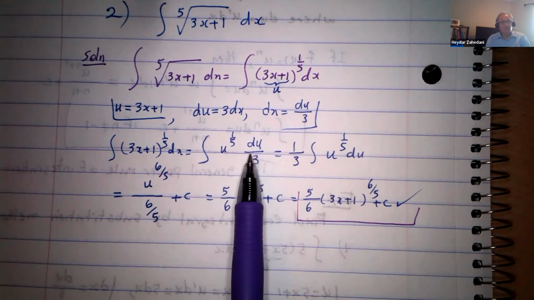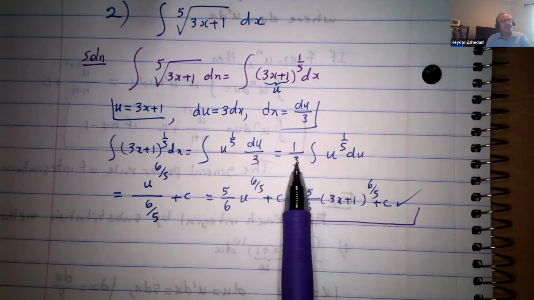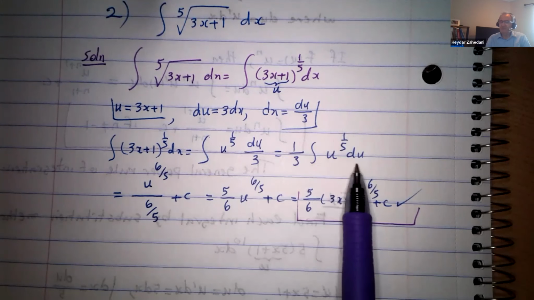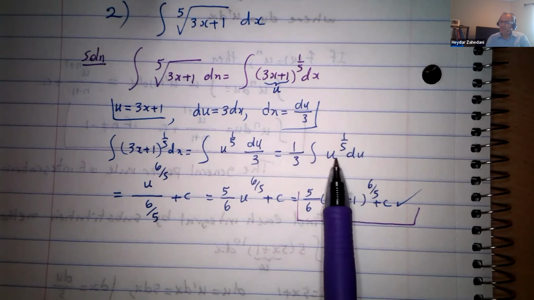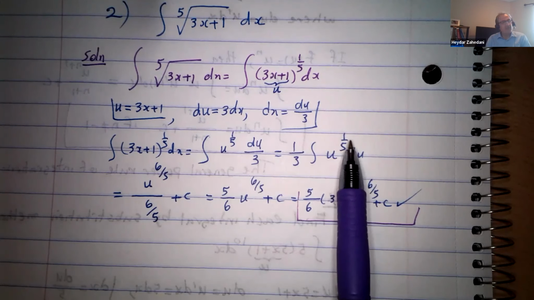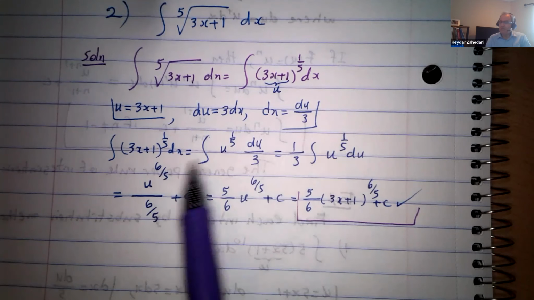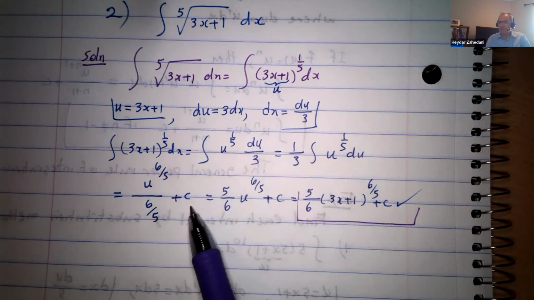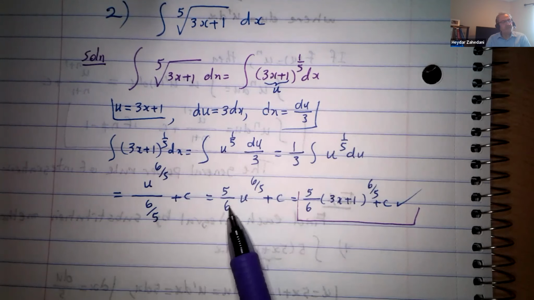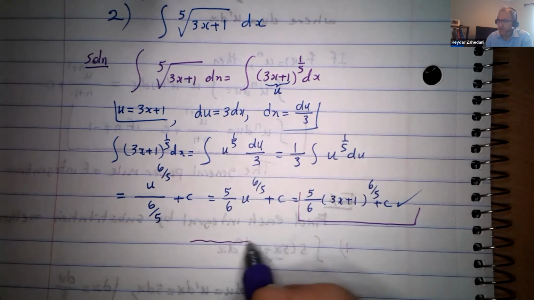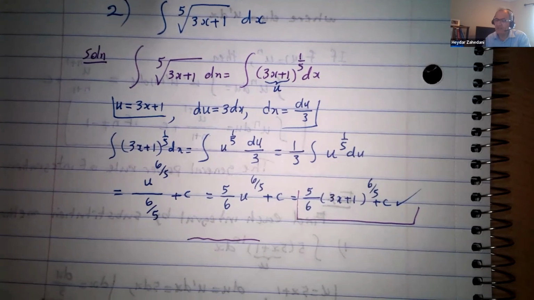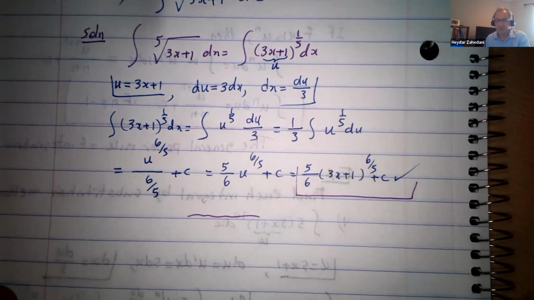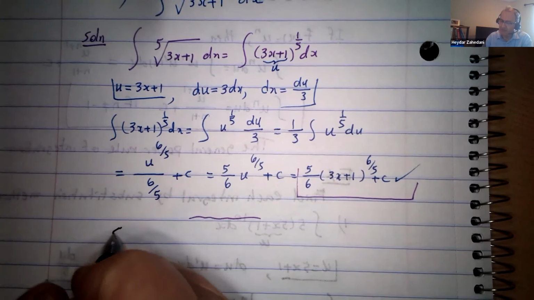Du over 3. You cannot simplify the 3, you pull it out: 1/3 u to the 1/5 du. Then the action of integration, you add 1 to the power. So 1/5 plus 1 is going to be 6/5, divided by the 6/5, plus c. Use the reciprocal of the 6/5, 5/6, and you substitute. Now, if you want the shortcut that I told you about, it's a tricky one. See the shortcut for this one.